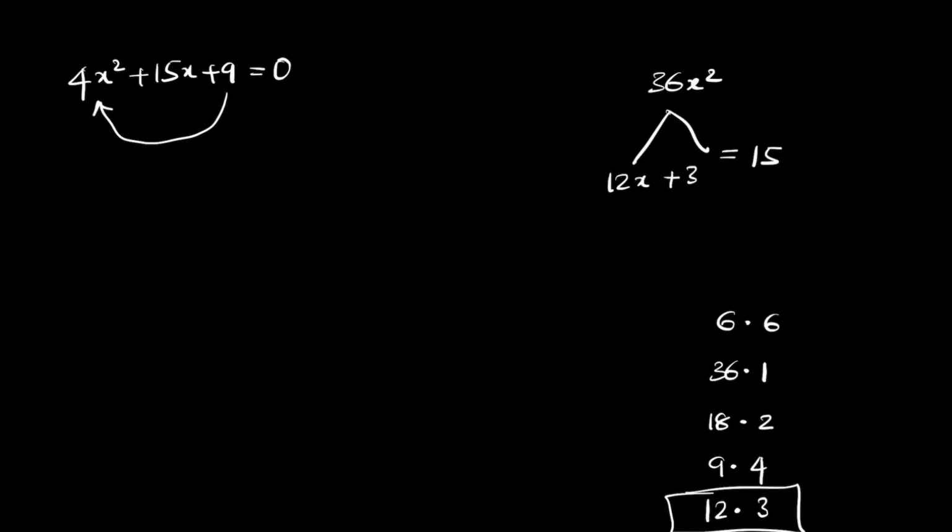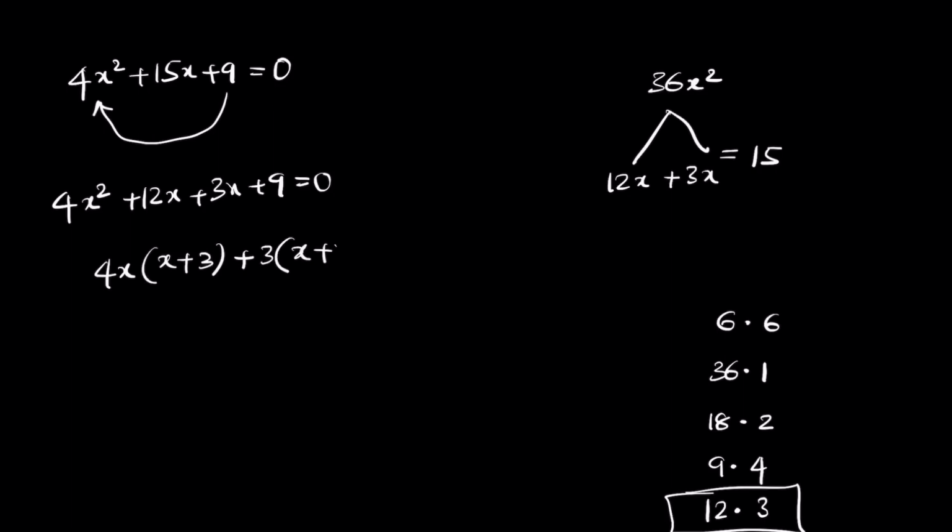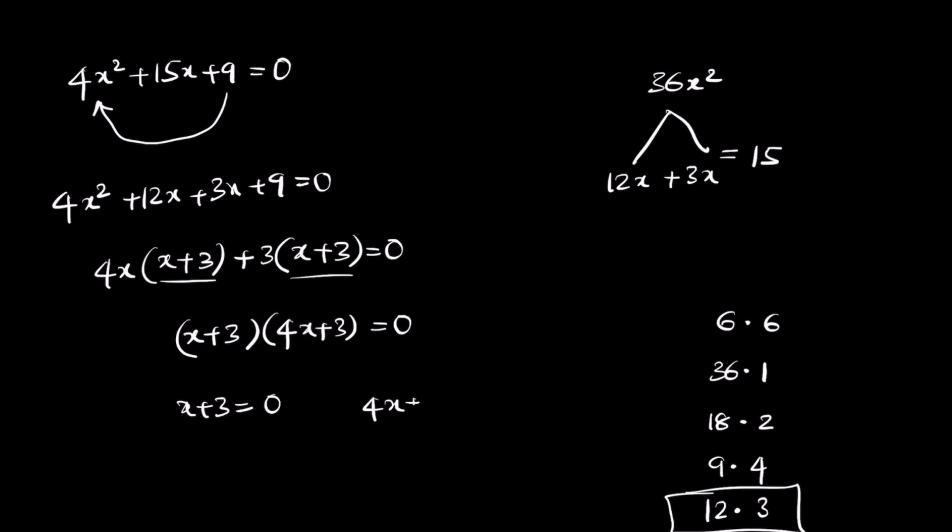12x plus 3x. So when you write it down, you get 4x square plus 12x plus 3x plus 9 equals 0. So when you take 4x common, you get x plus 3, and 3 common, you get x plus 3. So x plus 3 is common on both sides. So x plus 3, take it out, you get 4x plus 3. So you have x plus 3 equals 0, 4x plus 3 equals 0. So x becomes negative 3, x becomes negative 3 by 4.